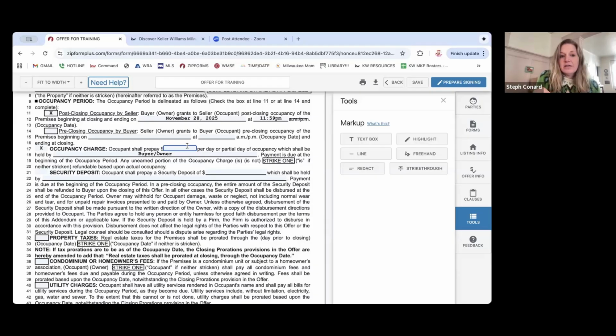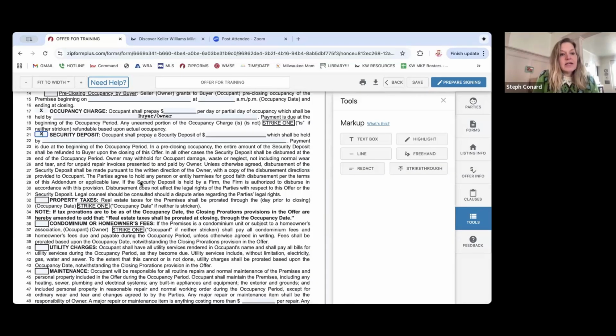I'll say too that in highly competitive situations, we've seen buyers just say, hey, Mr. Seller, you can have as much time in a post-close occupancy as you want, and we're not going to charge you anything. So I've seen this at zero as well.